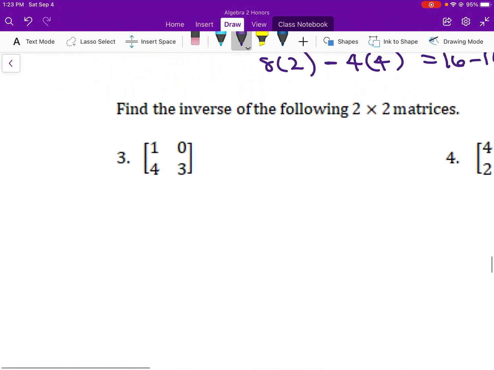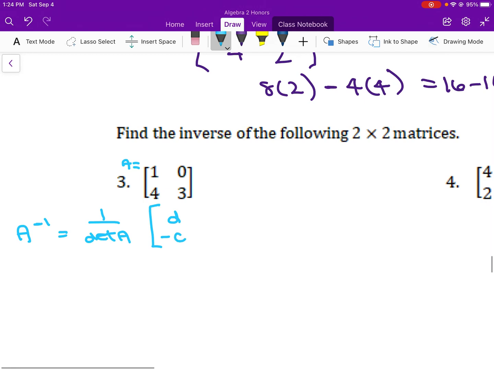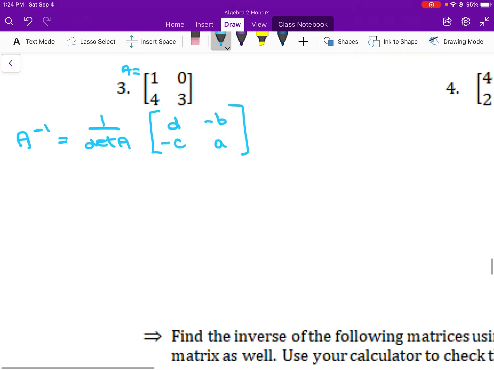Okay, so now let's go ahead and practice this a little bit more. We're going to find the inverse of these 2x2 matrices. Remember, you're using this involved algorithm where we say that the inverse of the matrix A, if we're calling this A, equals 1 over the determinant of this matrix times the special matrix where we're switching things around: D, negative C, negative B, and A.